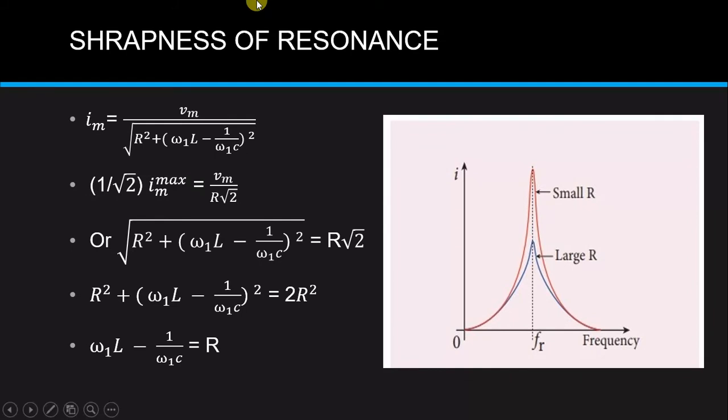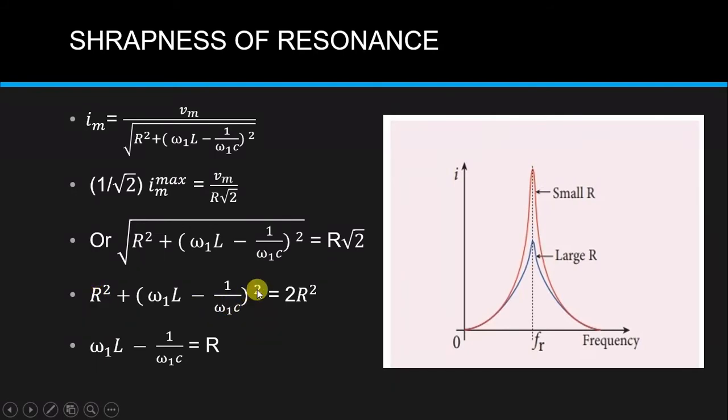So see here, Vm upon the square root of R square plus the quantity omega 1 L minus 1 upon omega 1 C, squared, is equal to Vm upon R root 2. So R square plus the quantity omega 1 L minus 1 upon omega 1 C, squared, is equal to 2 R square.